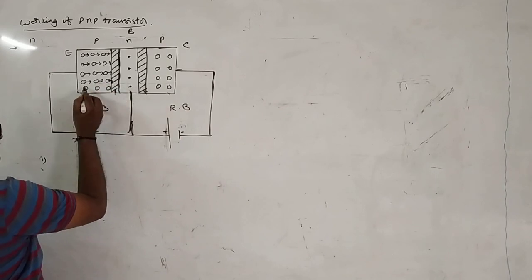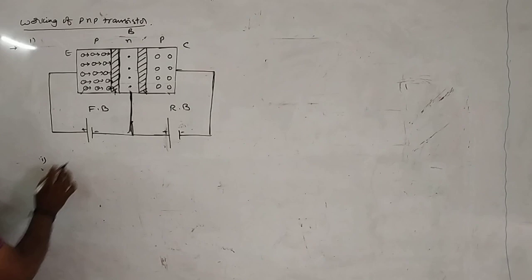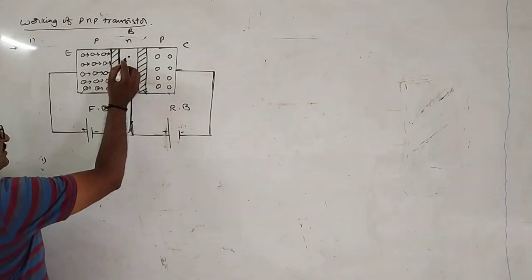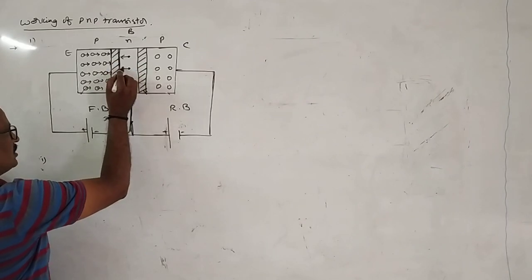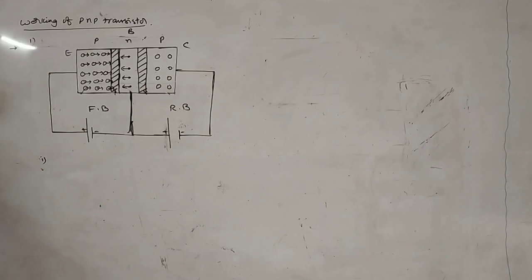Okay? Base is connected to the negative polarity, means the electrons. These electrons tend to move towards the other side. Okay? Do you understand?